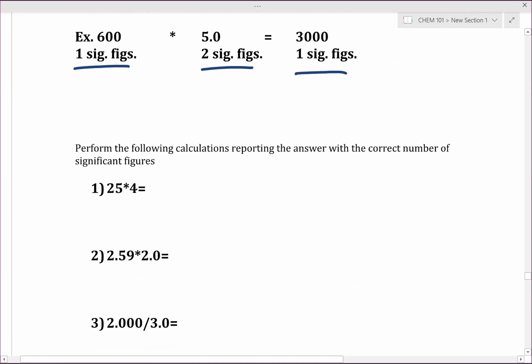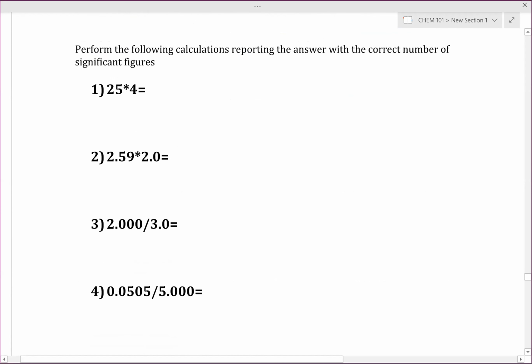Let's do a few examples. This is best learned via application. And you really need to be careful that you're rounding things properly in a lot of these examples. So let's look at this first case. I'm asked to take 25 and multiply it by 4. Now, how many significant figures does 25 have? 2. Yep, it has 2 sig figs. How many significant figures does 4 have? 1.